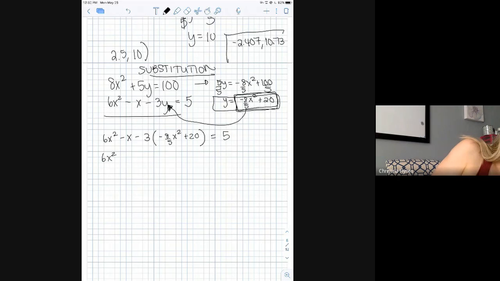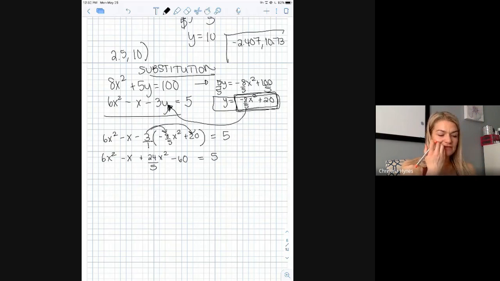So to go further, you're going to have to distribute the 3 into the brackets. So this is like saying negative 3 over 1 whenever you work with fractions. So negative 3 times negative 8, you always multiply the tops together. You're going to get positive 24x squared over 5, plus negative 3, actually it'll be minus, negative 3 times 20 is negative 60. And that should equal 5. So this is the distribution part, where you distribute any coefficient in front of that bracket.